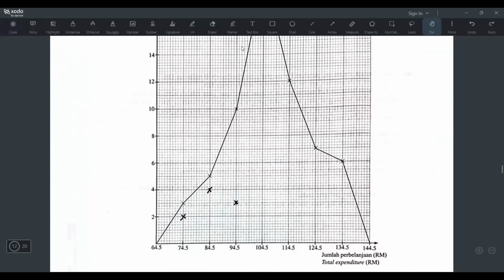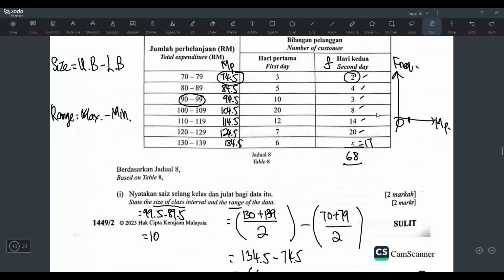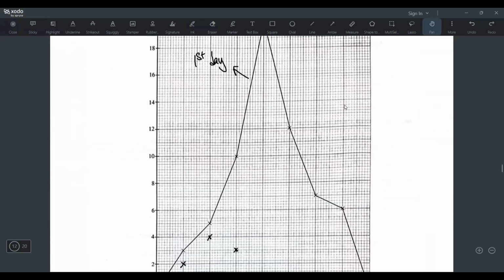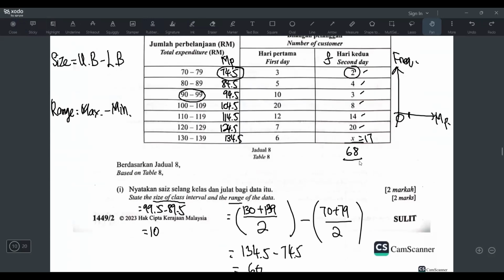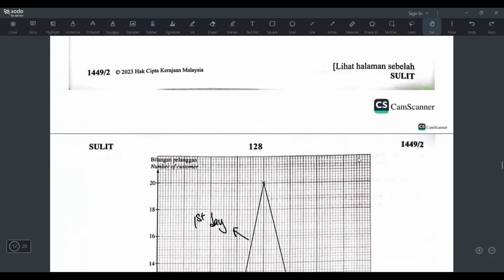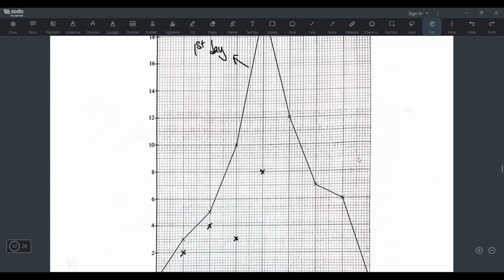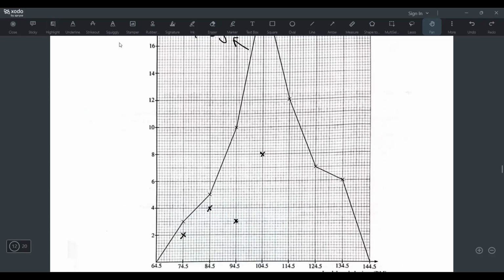Next one is 104.58. This one. Okay, done. Next one. 114.5, 14. 114.5 is here, 14 is here. Okay, next one.